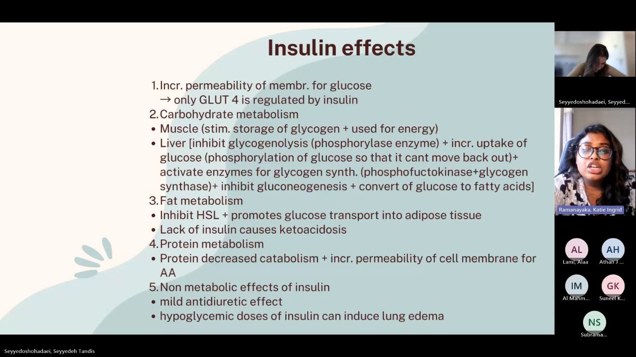Now, we have two non-metabolic effects of insulin. There's no way to make sense of these two points. You just have to memorize. There is a mild antidiuretic effect. Antidiuretic means that water is reabsorbed into the body. It's not allowed to pass into the urine. And hypoglycemic doses of insulin can also induce lung edema. That means a large amount of insulin that will cause hypoglycemia can induce lung edema.